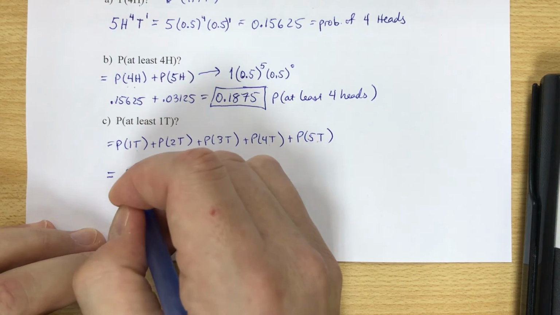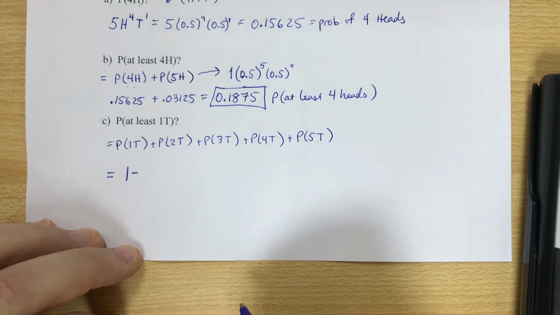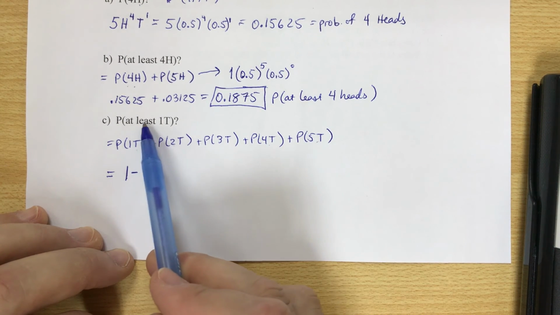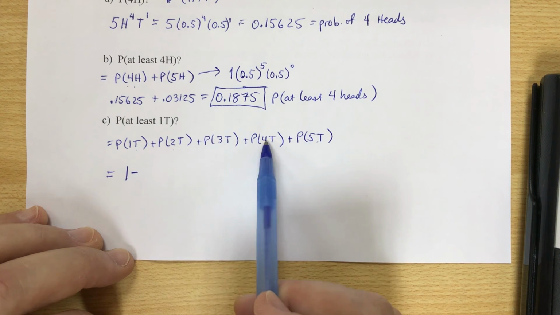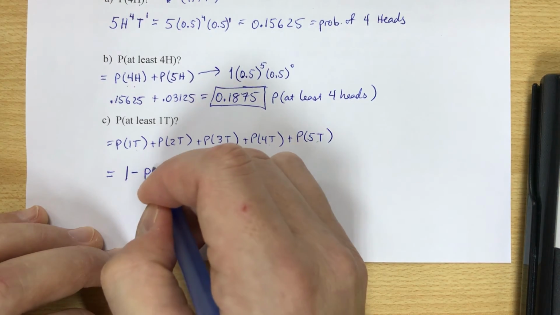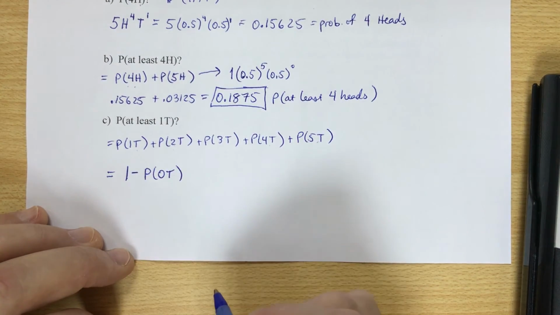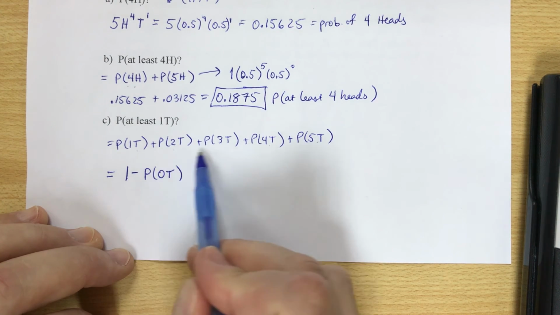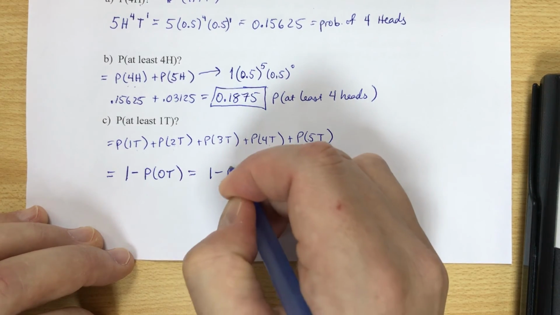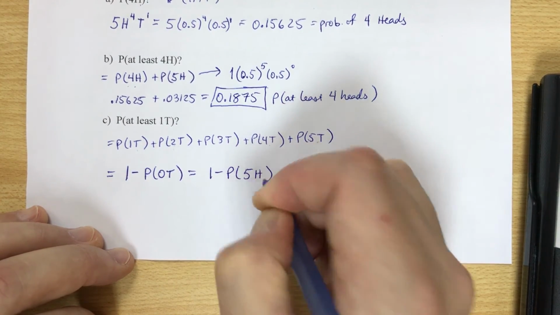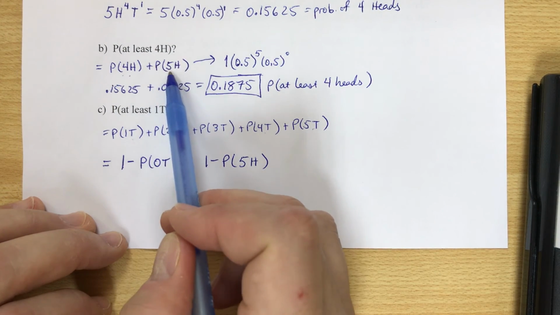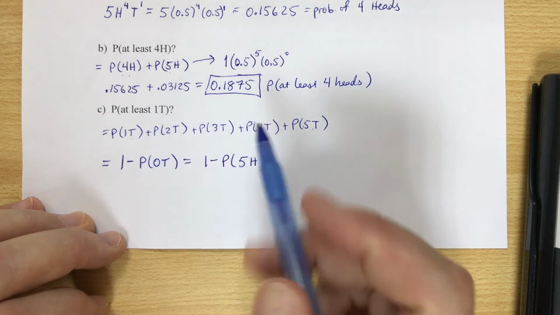Or we can subtract anything left over. Remember that all the probabilities have to add up to 1. So the probability of at least 1 tails is every possible outcome except 0 tails. If we can find the probability that we get 0 tails and subtract that from 1, then everything left over is going to be these values. Now the probability of 0 tails means we get all heads. That's the probability that we get 5 heads. We calculated in the last part that the probability of 5 heads is 0.03125.